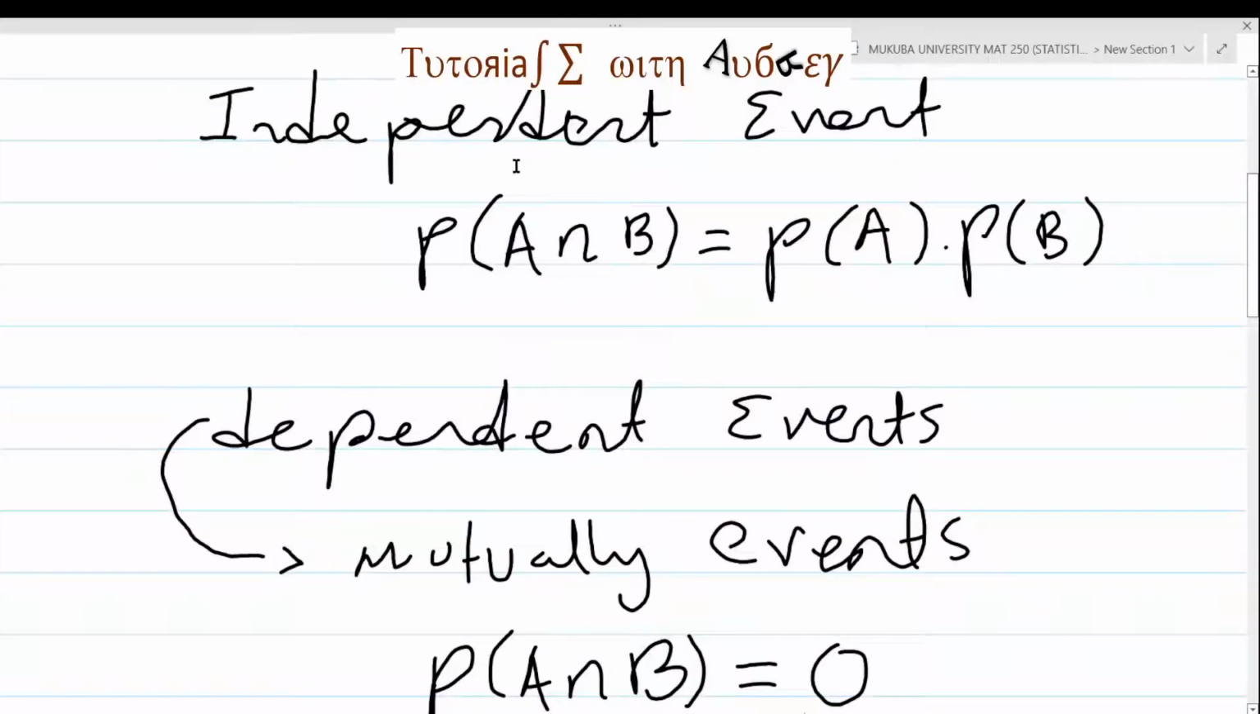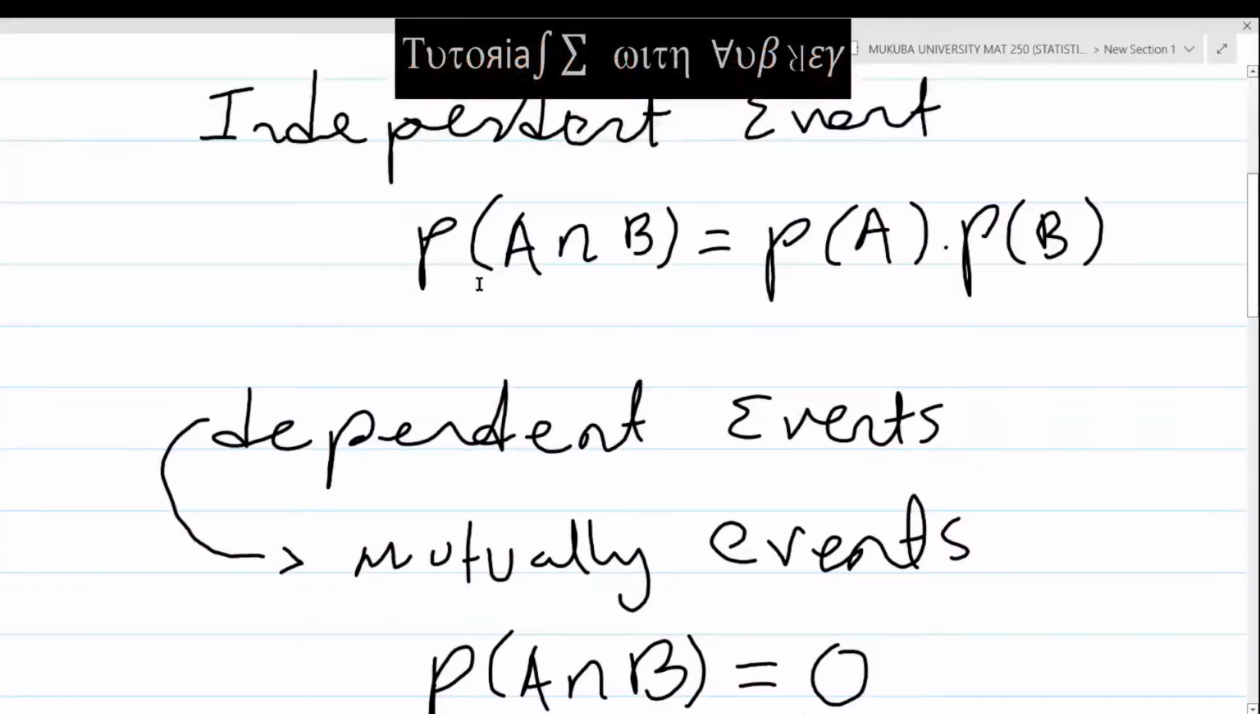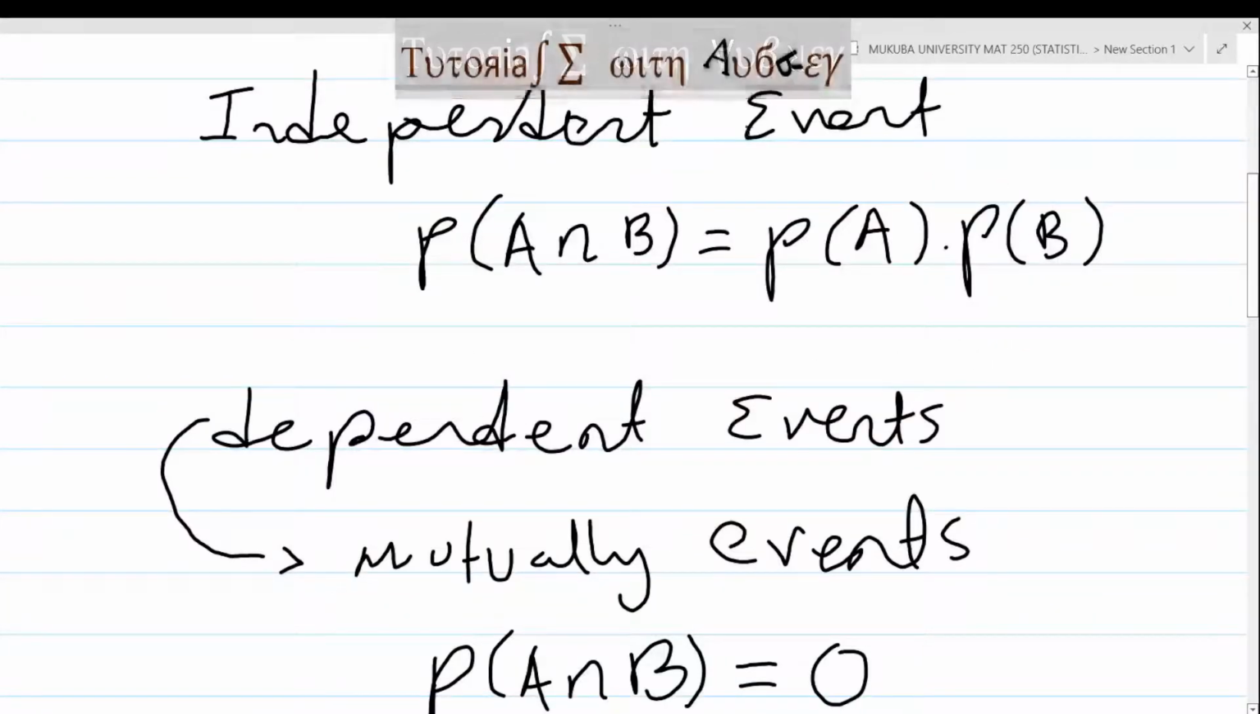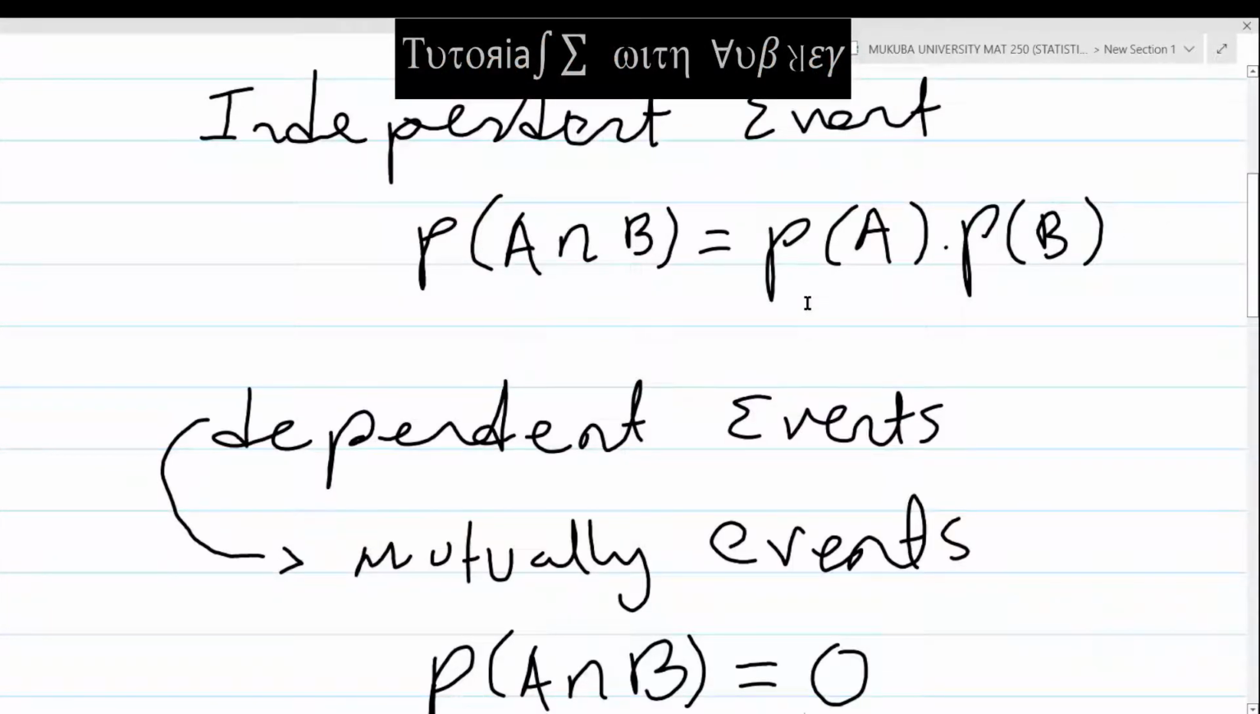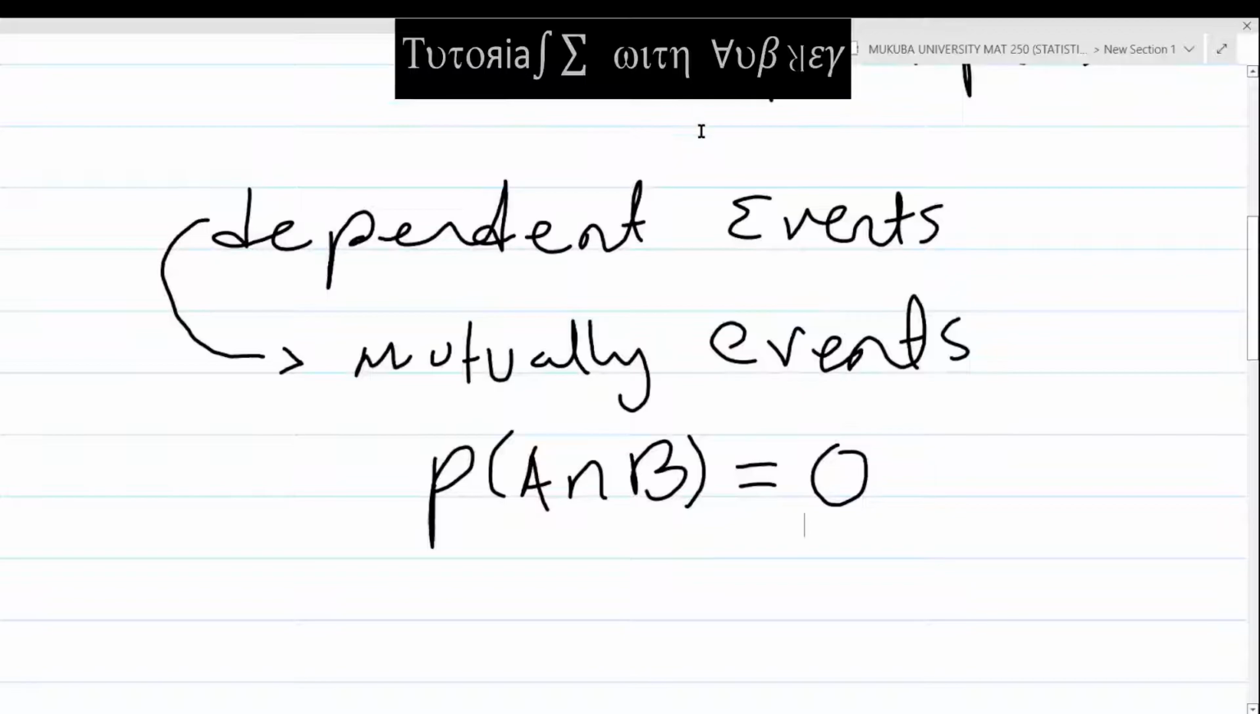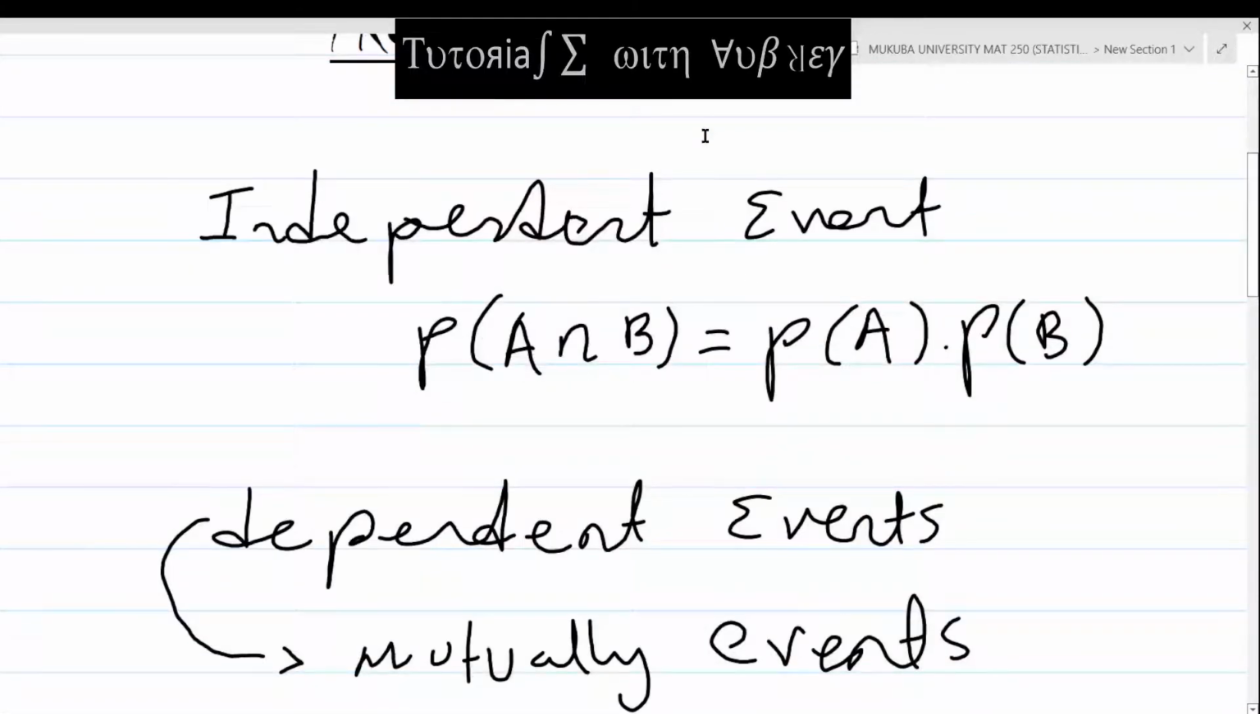So majorly, whenever we are solving probability questions, we should ask ourselves, what type of events do we have? Do we have independent events? Then if the events are independent, this formula should be satisfied. In some cases, you'll be asked to show that events are independent, and if they are independent, this formula should be satisfied. This is the formula we'll be using for independent events.